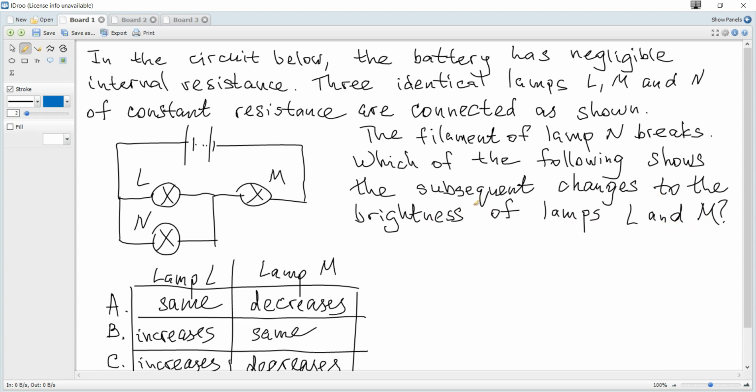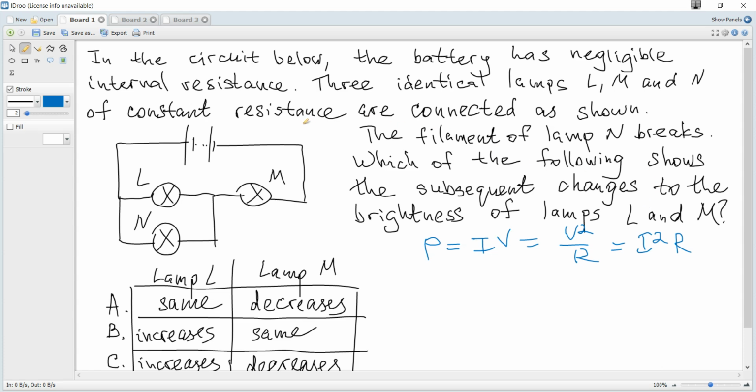First of all, brightness depends on power. The greater power is, the greater brightness is. And we know the next formula for power. It's current times voltage, voltage squared over resistance, or current squared multiplied by the resistance.